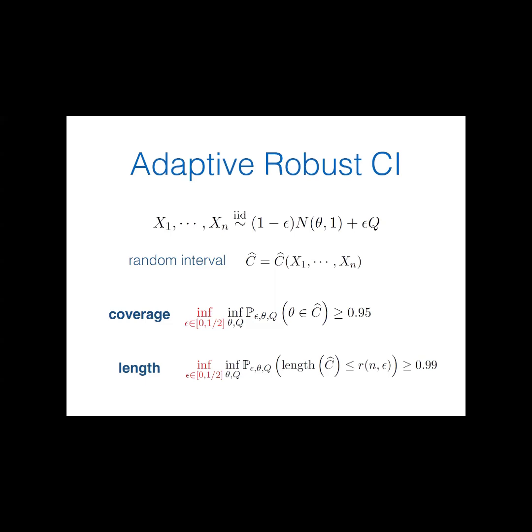Whichever C hat satisfies these two properties simultaneously, I'm going to call an adaptive and robust confidence interval. So the question we are going to ask today is, among all adaptive and robust confidence intervals, which one has the shortest length? In other words, in this framework, what is the smallest function r that I can put here? I hope the question is clear.